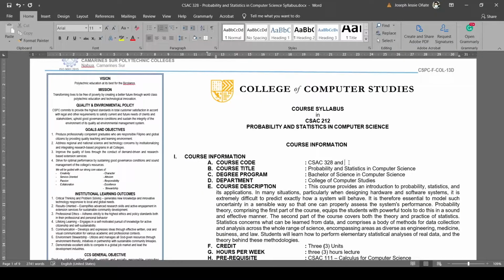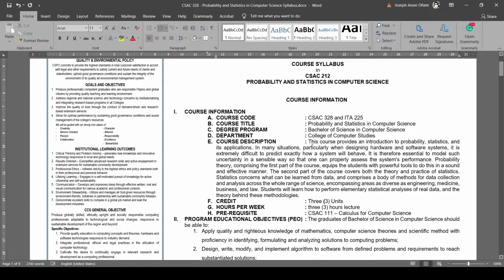For course code, we have CSAC 328 and ITA 225, with the course titles Probability and Statistics in Computer Science and Probability and Statistics in Information Technology. The course description: this course will provide you an introduction to probability and statistics and its applications in many situations, particularly when designing hardware and software systems.